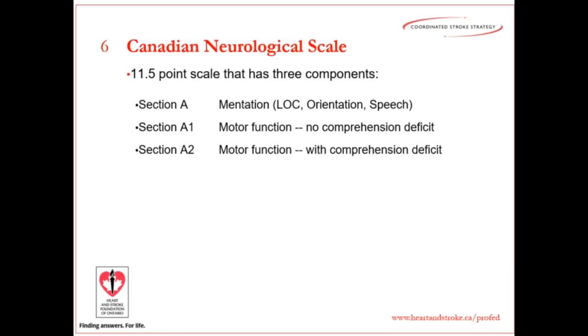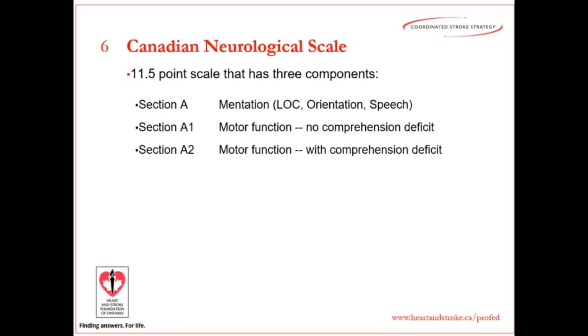So when we look at the scale, it's an 11.5 point scale that has 3 components. It has a section A, A1, and A2. Section A, mentation, looks at level of consciousness, orientation, and speech ability. And so you're going to complete section A with all. Okay. Then from there, either you'll complete section A1 or A2.